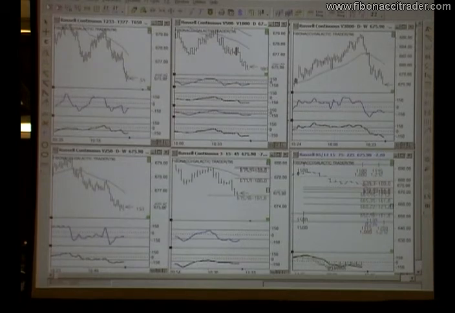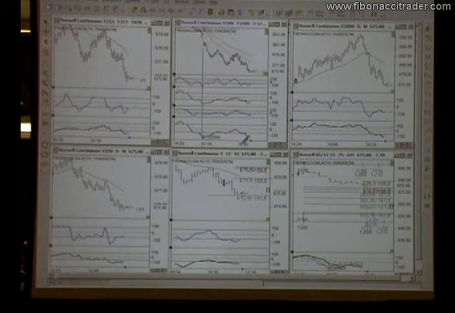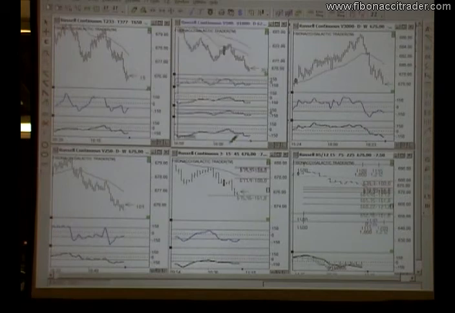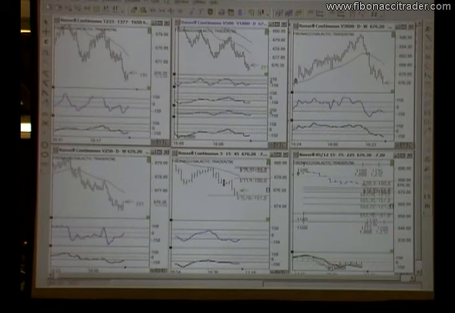And oftentimes, the best swing trade will be the one where they're starting to turn into alignment. So if you're interested in swinging, you might want to put it up on a different workspace and just take a look at it. Yep.